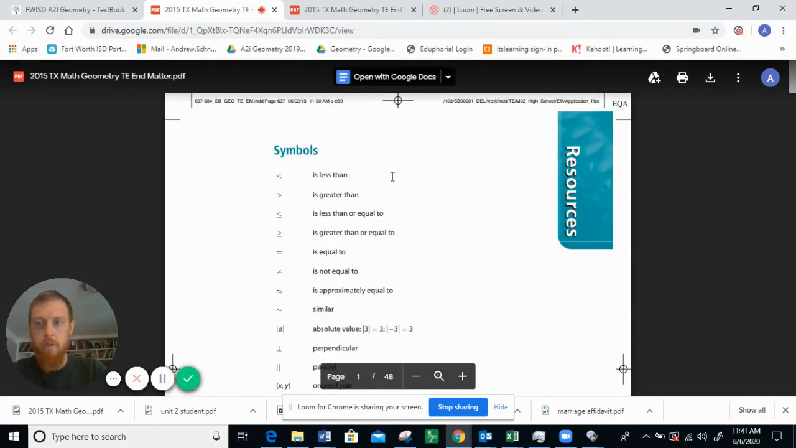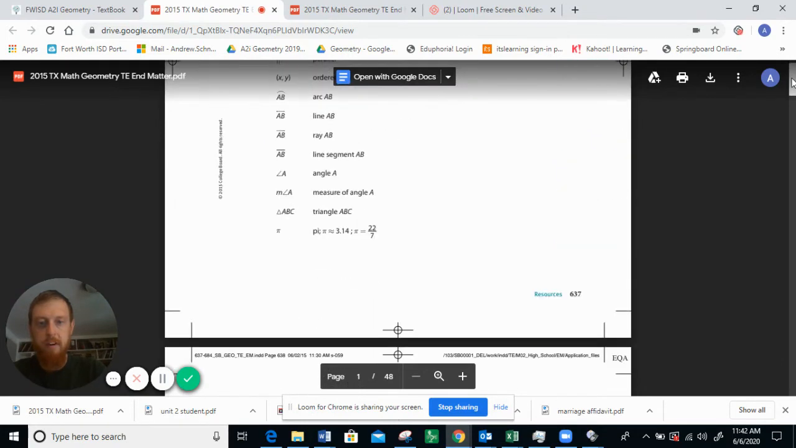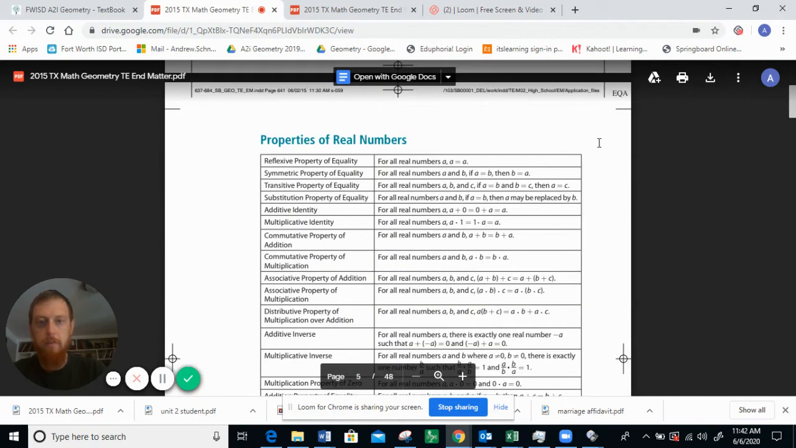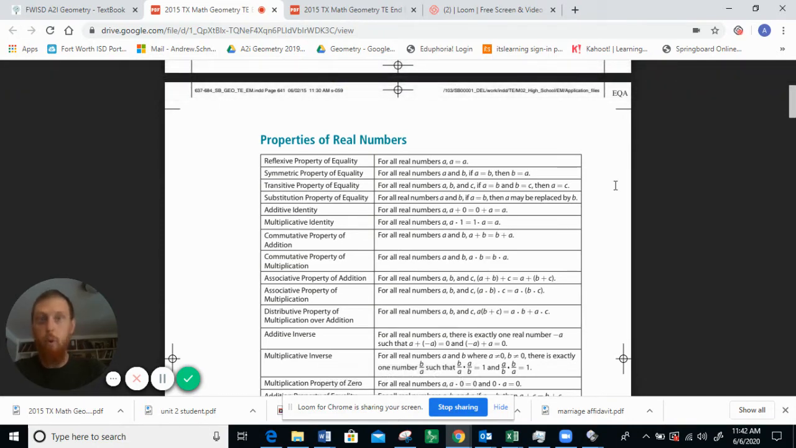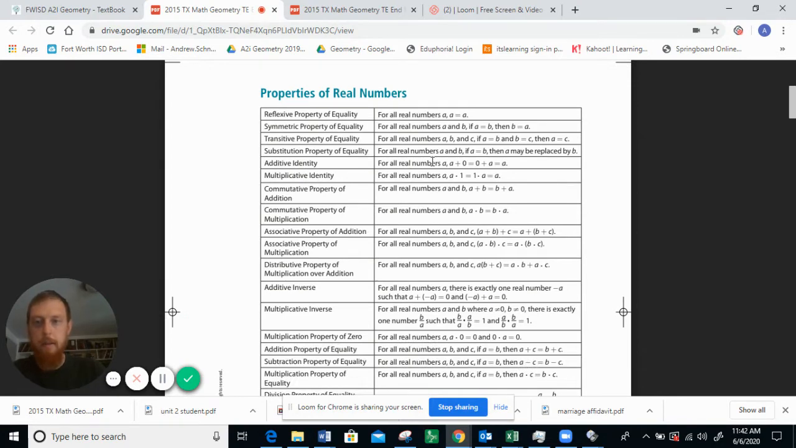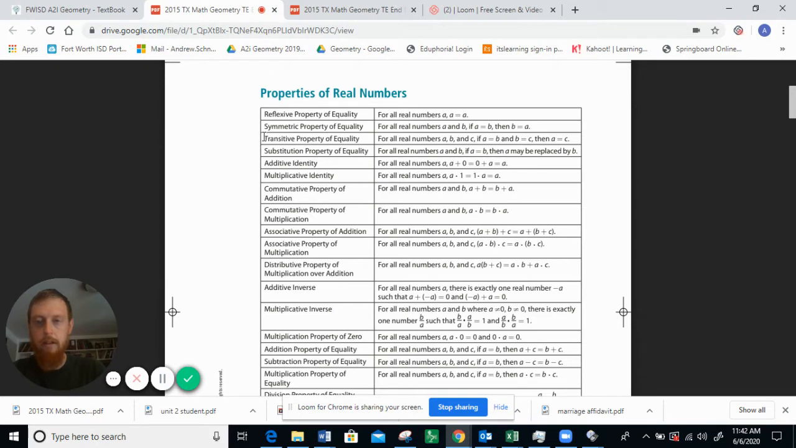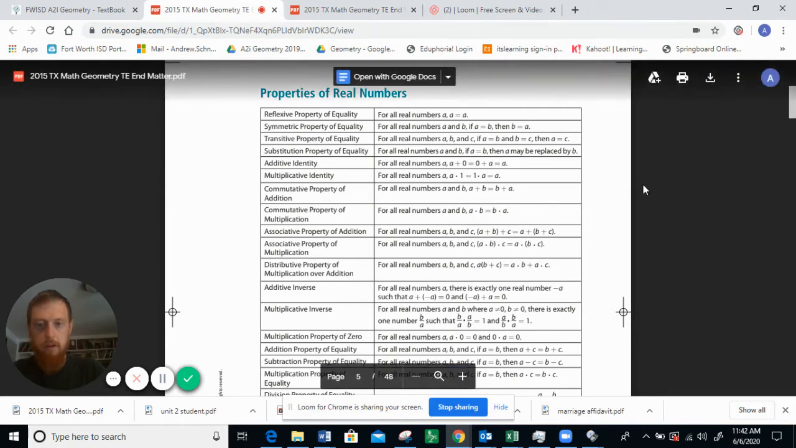So if you go to this supplementary material that's at the back of the Springboard book normally, if you scroll down to the 5th page, here's a list of all the properties that you're going to use in this class. Some of them we've talked about, some of them we haven't talked about already. But see, here's the transitive property. That was a big one in the last activity. There's the substitution property. There's the distributive property that we talked about.